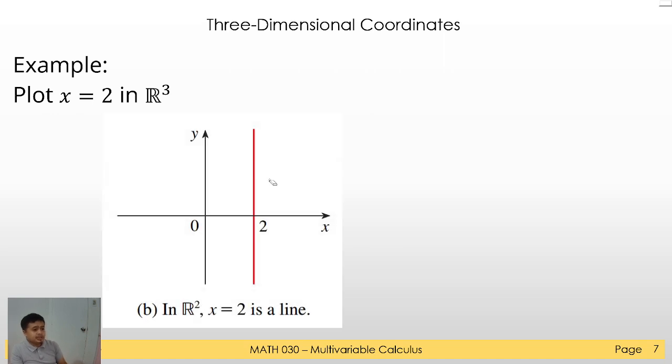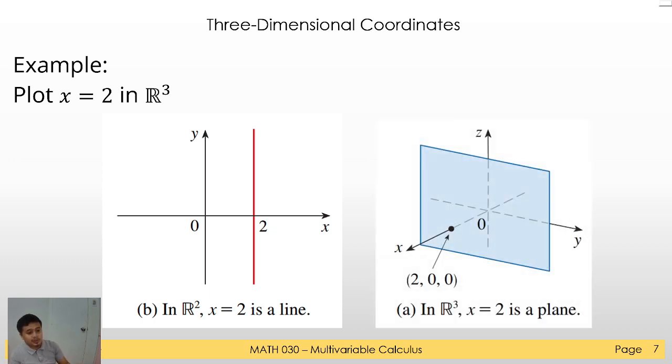In 2 dimensions, we have this vertical line to represent x equals 2. In R2, we have only x and y. But if we include z, we can see that our line will become a plane. It will also become like a fabric, a mesh or a membrane, that extends to infinity on all sides.